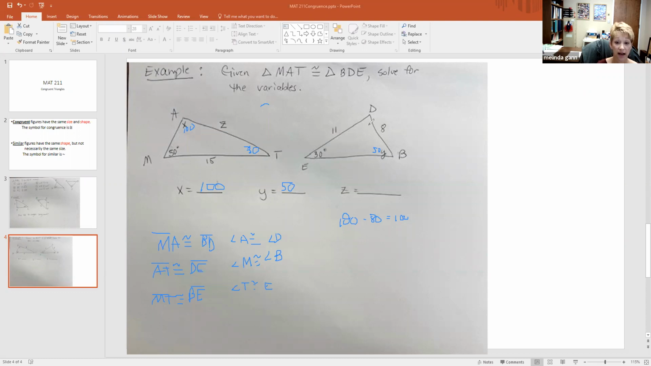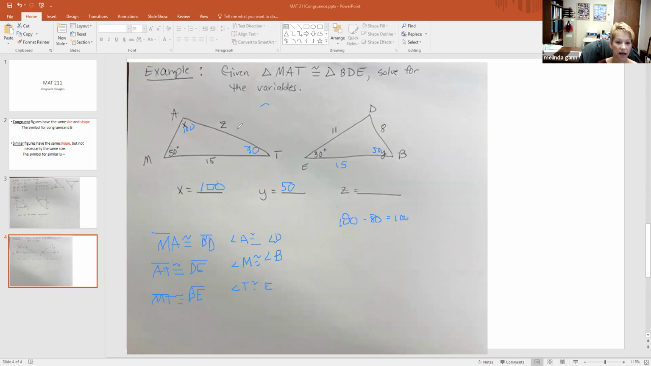So again, do you understand? I would know that one is 100 also, but they didn't ask me to find that one. Now look what else I know. I know that MT's got to match BE. So BE would have to be 15.